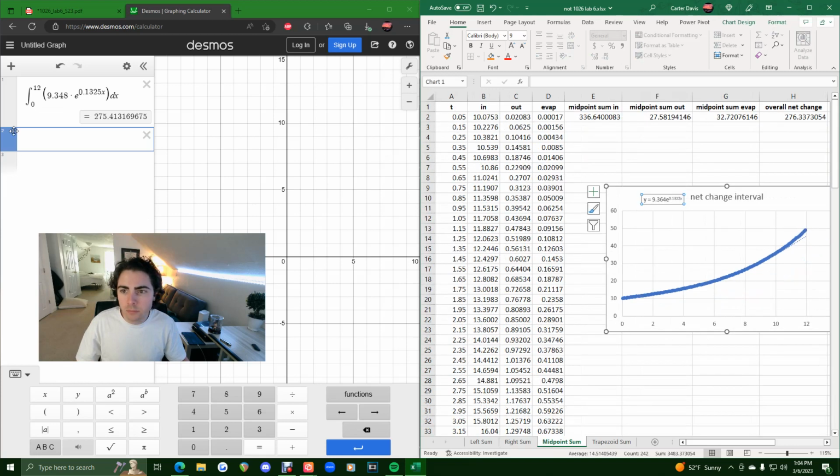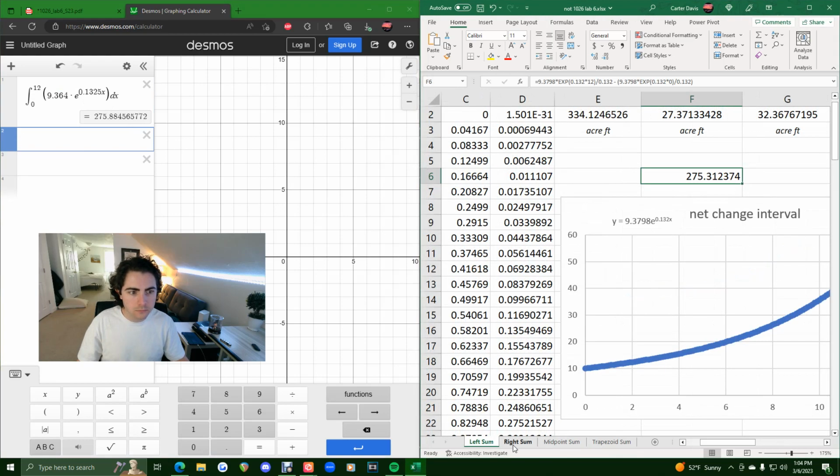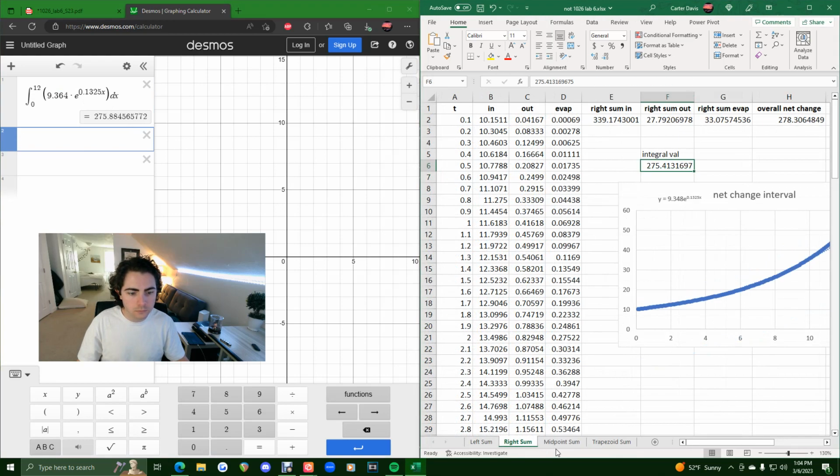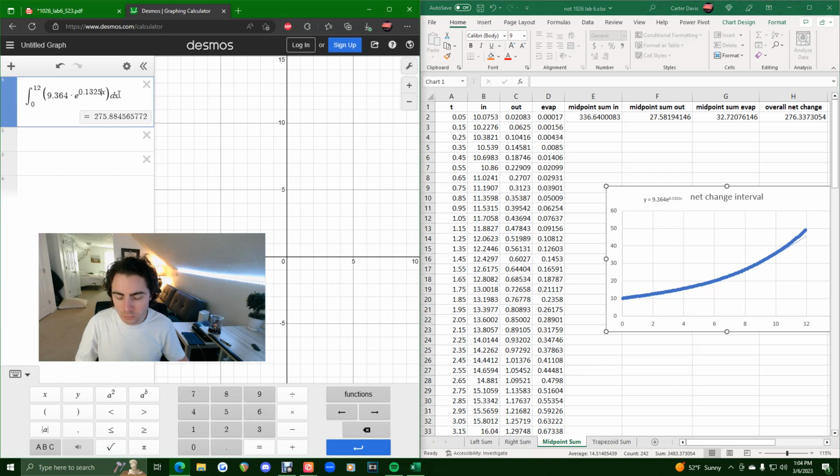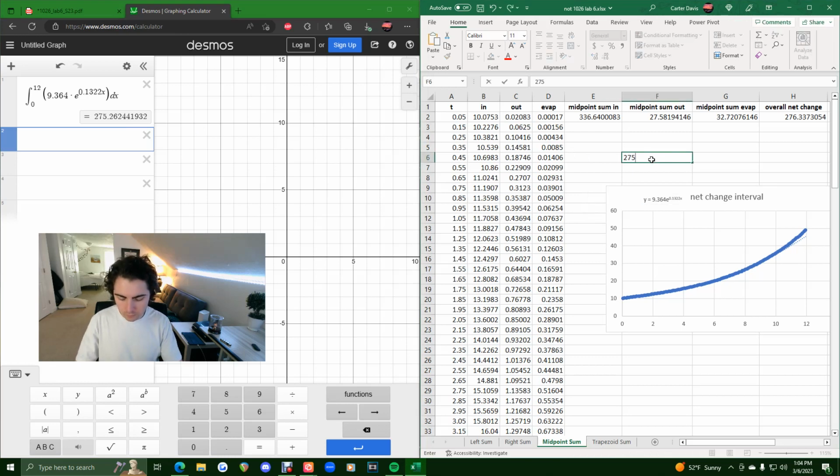Let's do our last one, midpoint sum. We have 9364.1322, something like that. All right, so we get 275.262441932. This is our integral value.